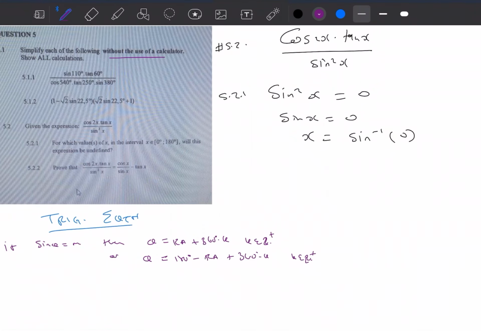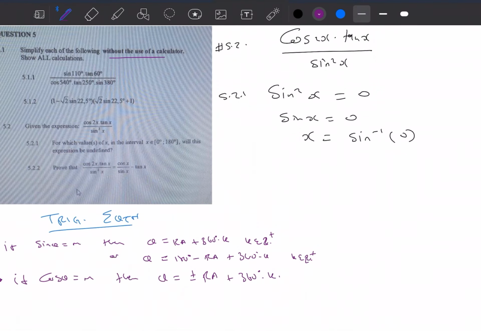Okay, this is the equation that we're going to use. But just because you're learning and revising, for cos: if cos theta is equal to m, then theta is equal to plus or minus RA, reference angle, plus 360 degrees times K.